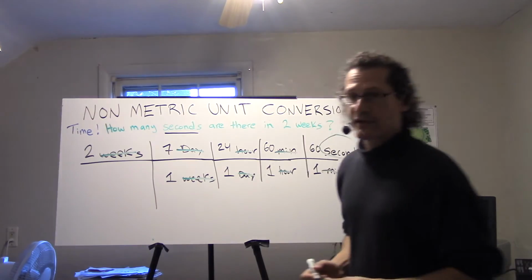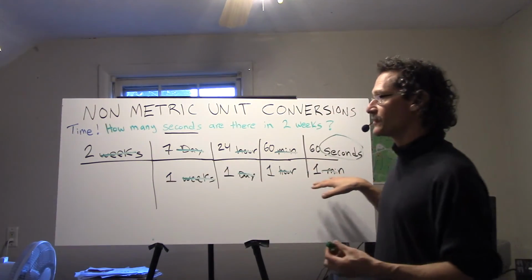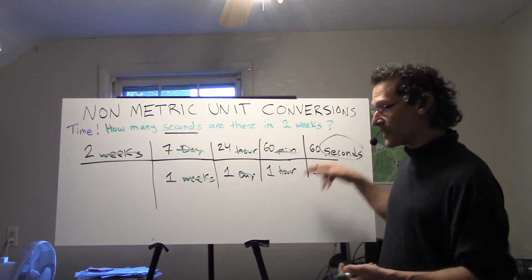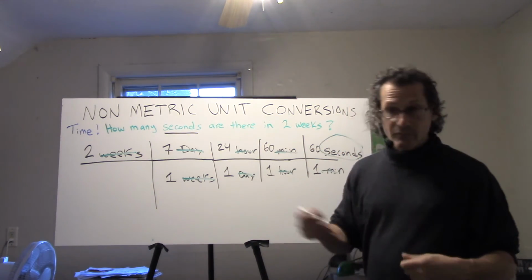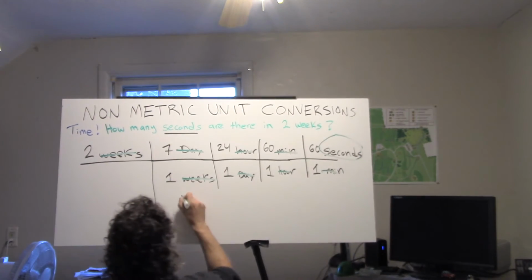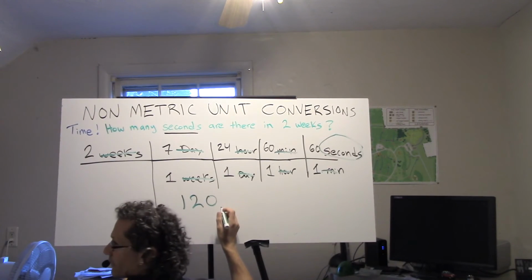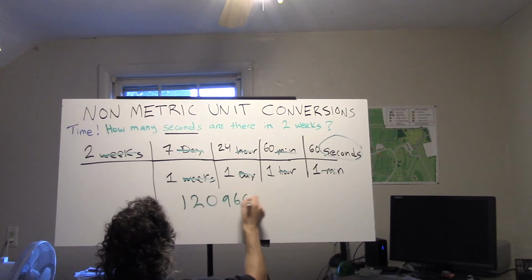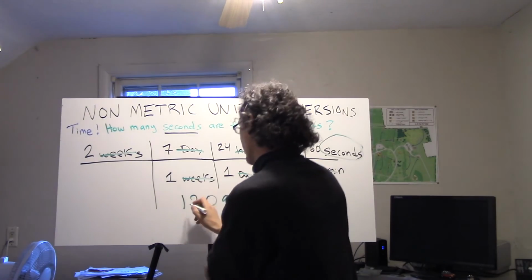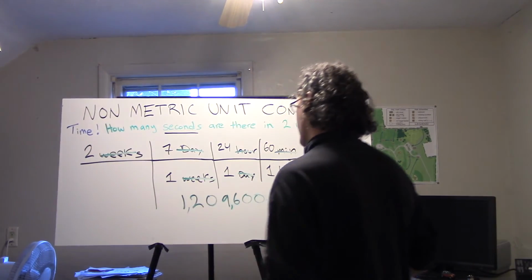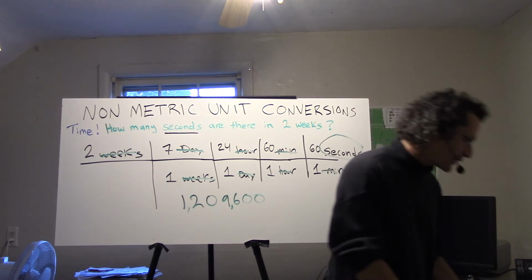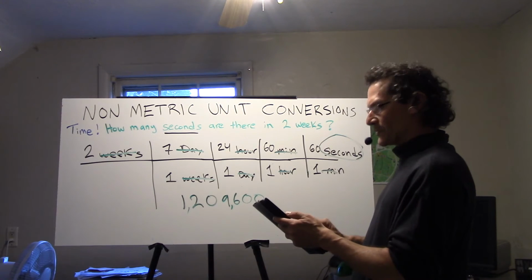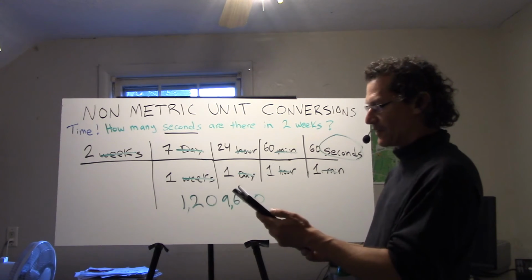Now we just have to perform the calculation. Happens to be nothing in the denominator for this. Everything's in the numerator. So it's going to be 2 times 7 times 24 times 60 times 60. And it turns out that that number is 1,209,600 seconds. Did we get it right? Well, let's find out. I think it behooves us to ask. I'm wondering what's going to be said here.